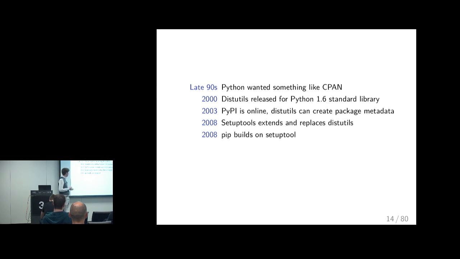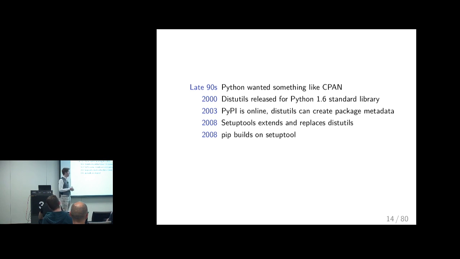In 2003, PyPI, the Python Package Index, comes online to be a proper alternative to CPAN. And distutils is taught how to create package metadata for this index. This goes on for a few years until setuptools comes. It tries to extend and replace distutils as the de facto build tool for Python, and it pretty much wipes the floor with distutils. It adds a few options, but it does extend it.